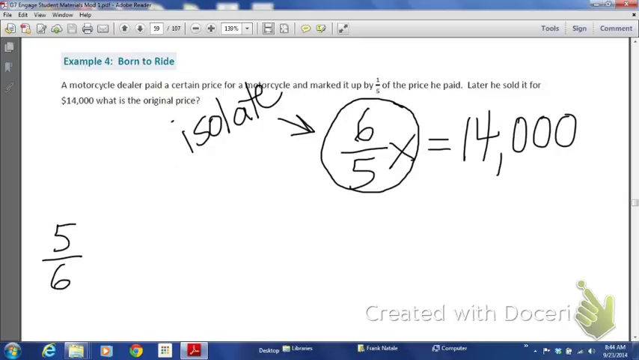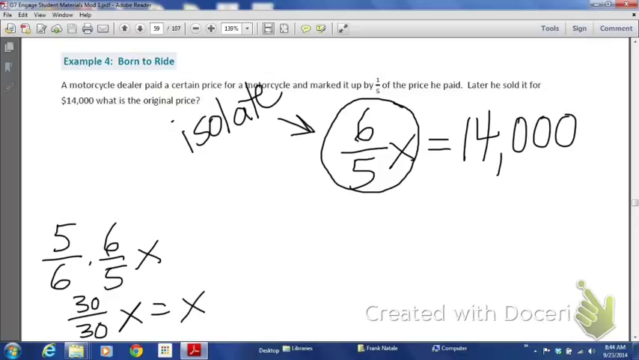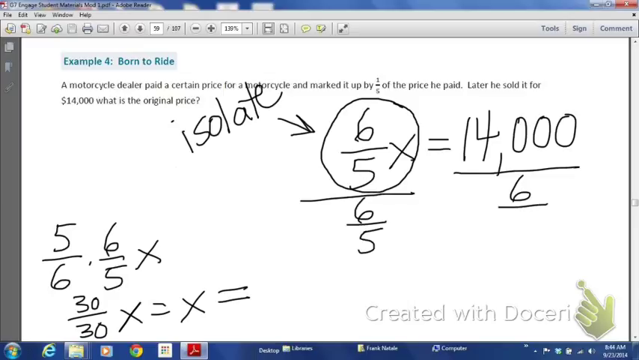So if I am going to divide by 6/5, I am therefore going to multiply by 5/6. If I multiply 5/6 times 6/5 X, this is going to be 30 over 30, and that's 1. So X equals X. Now we have X equals, but what I do to one side, I have to do to the other. In this case I divided this side by 6/5, so now I need to divide the other side by 6/5.